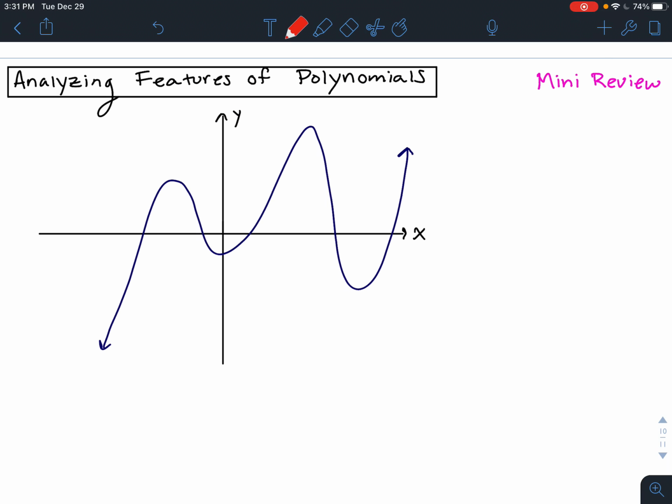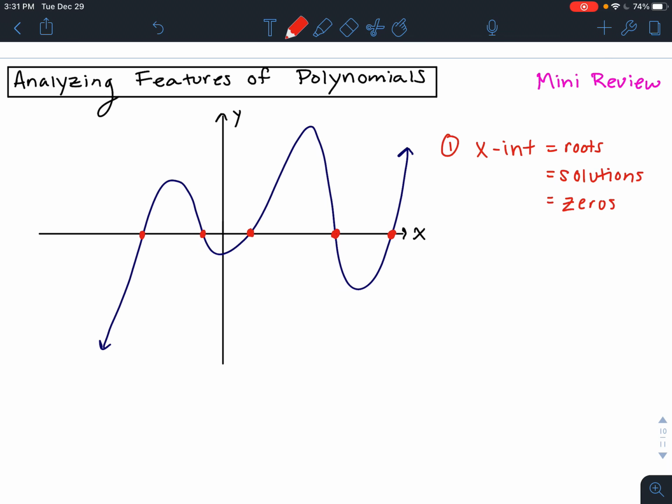Let's talk about the different graph features that we might be trying to find. So the first thing that we might be trying to find are our x-intercepts. So I'm just going to color code these here. Right, so this graph in particular has 1, 2, 3, 4, 5 x-intercepts. And these might also be called roots or solutions or zeros.